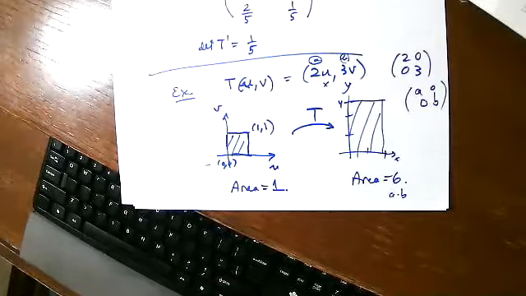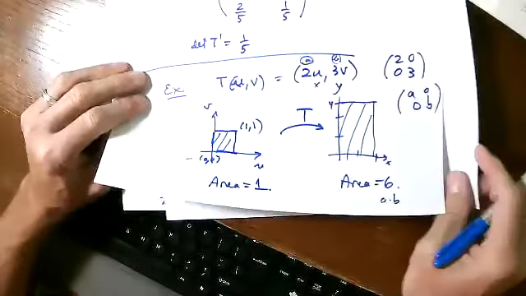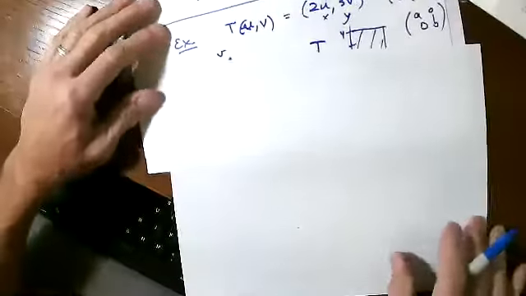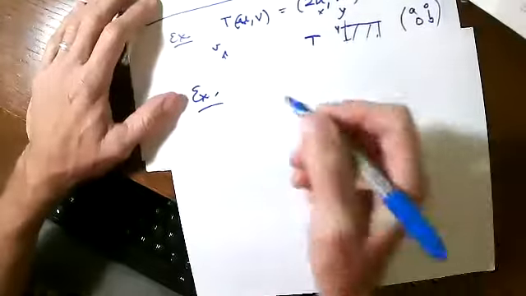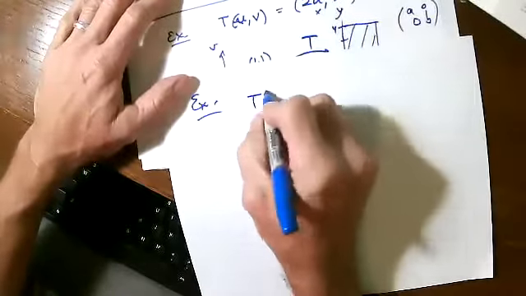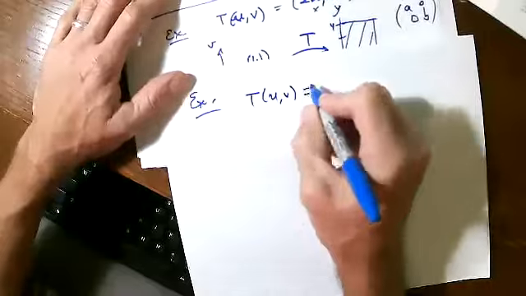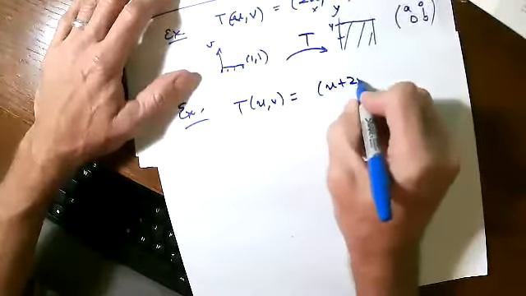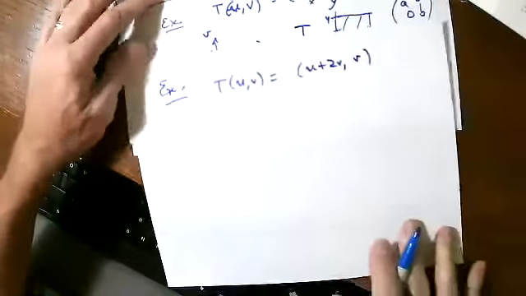Yeah? Yeah, that makes sense. But like, this is just for this example, because there's zeros. Correct, yeah. So let me give you another example that doesn't have zeros in it. And then I'll also be able to make a similar claim. So this time I'm going to take T of u comma v is equal to u plus 2v comma v.